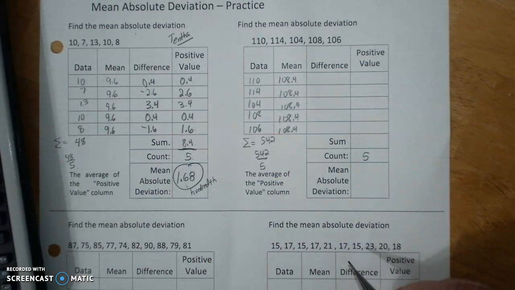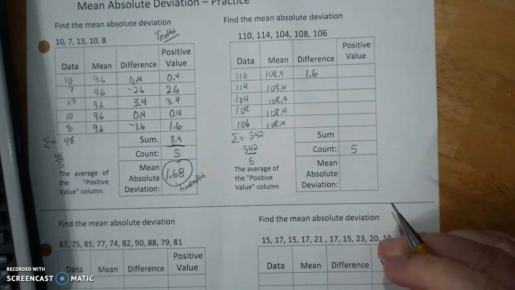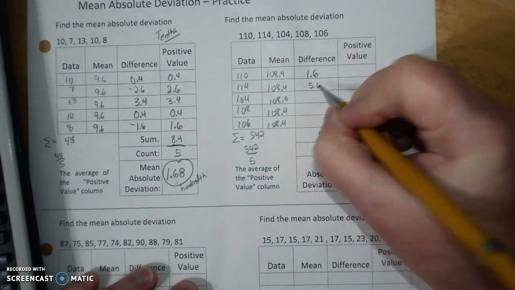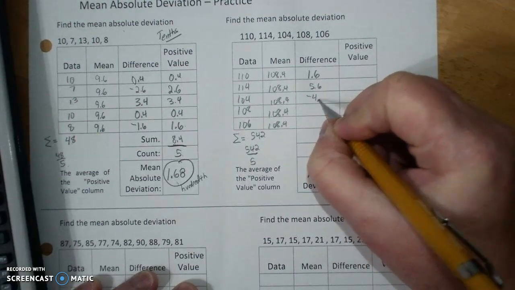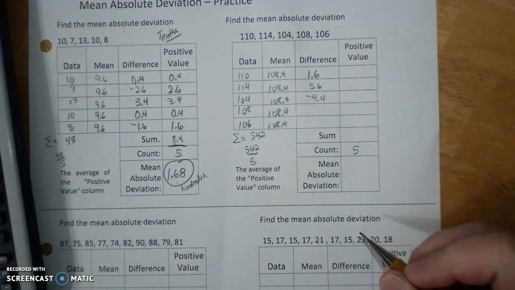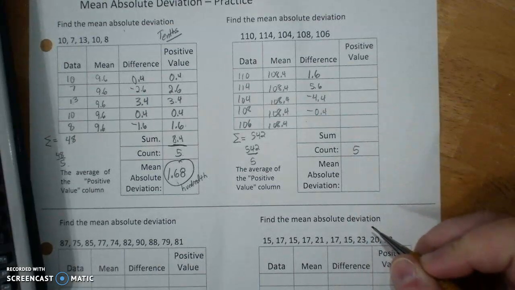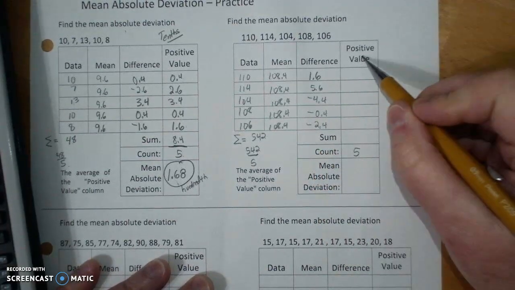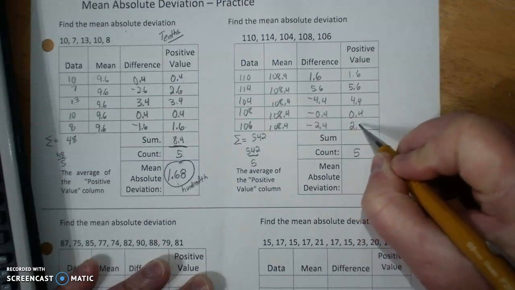I do the difference. 110 minus 108.4 is 1.6. 114 minus 108.4 is 5.6. 104 minus 108.4 is negative 4.4. 108 minus 108.4 is negative 0.4, and 106 minus 108.4 is negative 2.4. The positive values are 1.6, 5.6, 4.4, 0.4, 2.4.